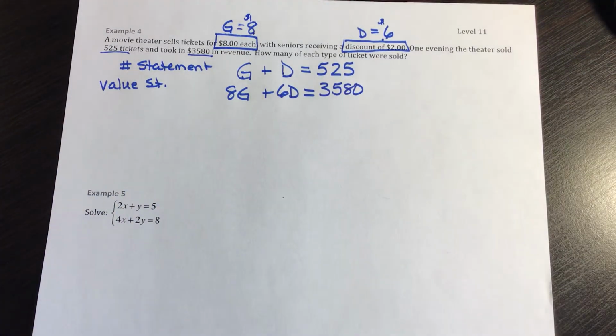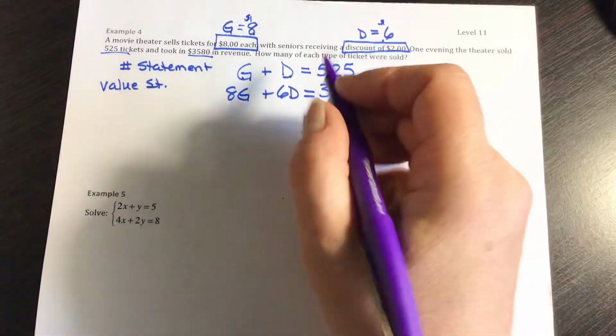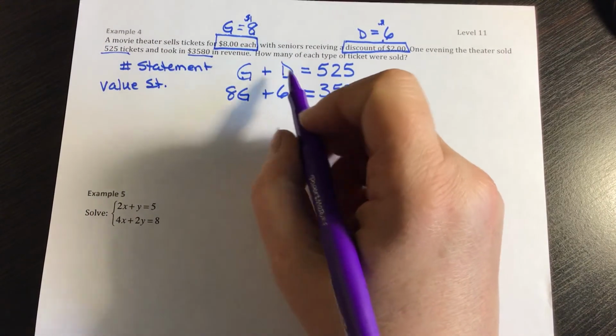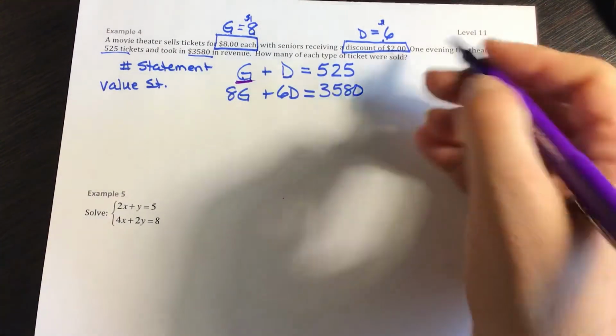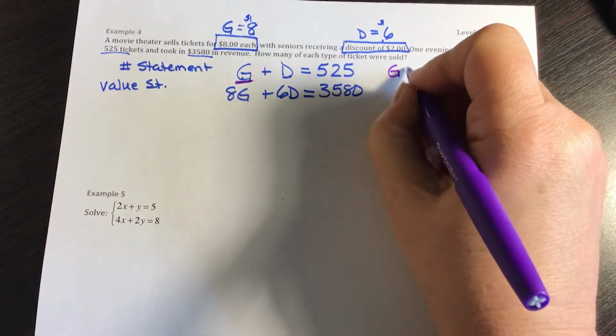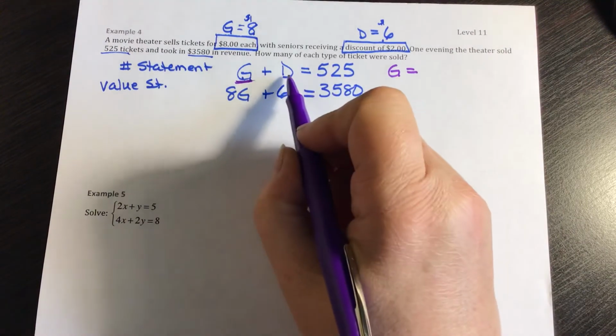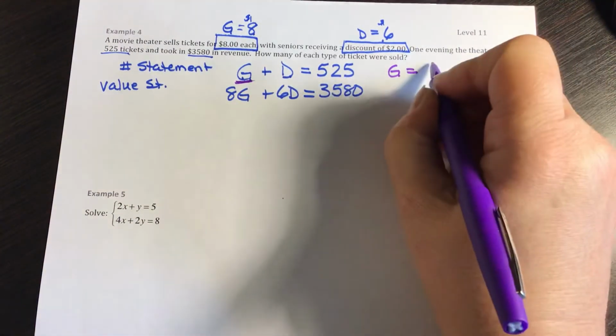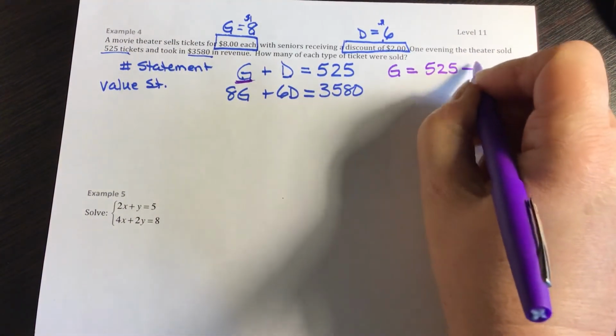All right, so now I have a system of equations. I can solve this by graphing, I can solve it by substitution or elimination, and it's up to you to pick. I know graphing is pretty much out, but I like to solve this one by substitution. So I'm going to solve for G, and I'm going to say that G equals, I'm going to subtract d over here, so 525 minus d.